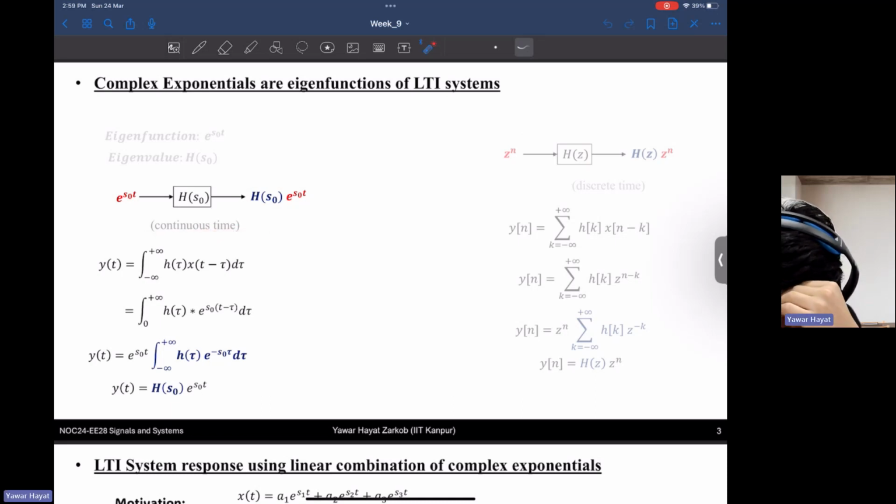In a similar fashion, we can comment on the discrete time counterpart. So we'll go through this continuous time case in detail, and then you can compare it one-on-one with the discrete time analog. So this is our time convolution equation: y of t is equal to the integral from minus infinity to plus infinity of h of tau x of t minus tau d tau. Time convolution.